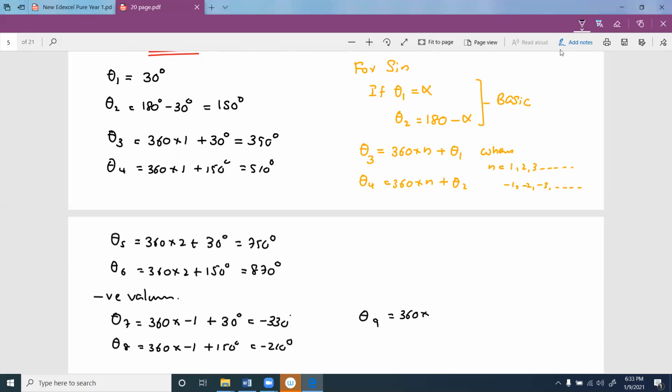360 into minus 2 plus the first angle. Minus 690. Theta 10: 360 into minus 2 plus the second angle, 150. So you can get this answer: minus 720 plus 150, minus 570. Like that, you can find as many angles as you need, from positive infinity to negative infinity. That's a way of getting the values for that.